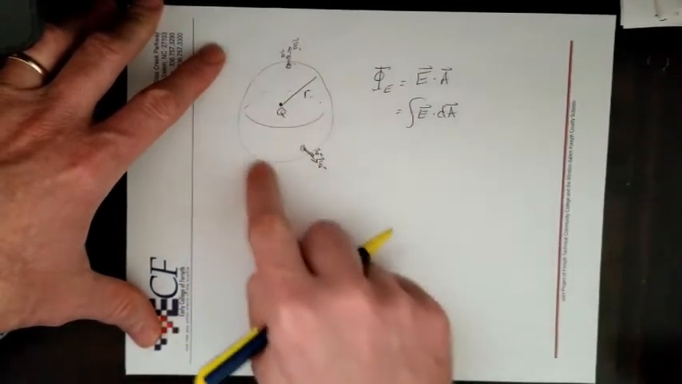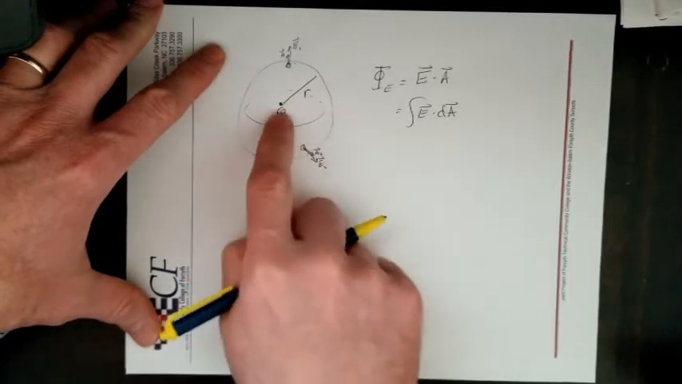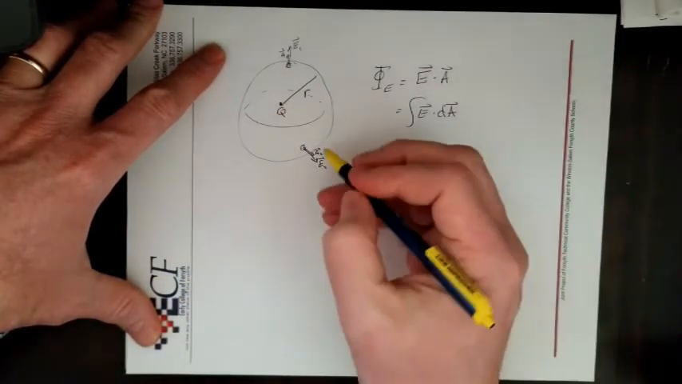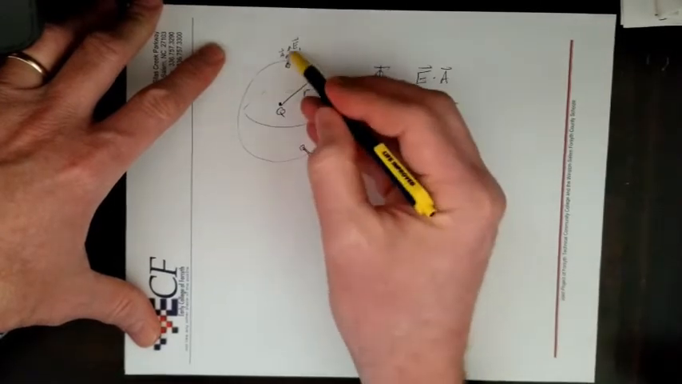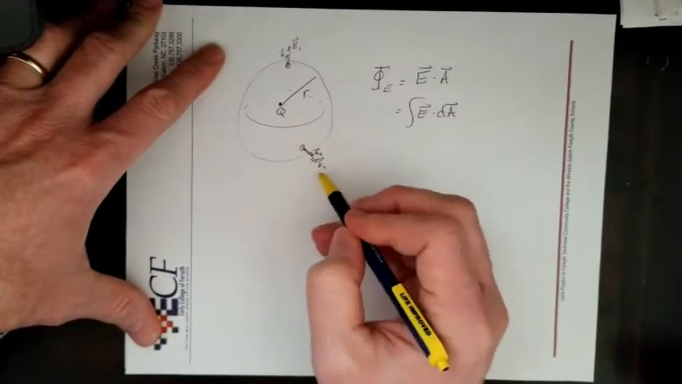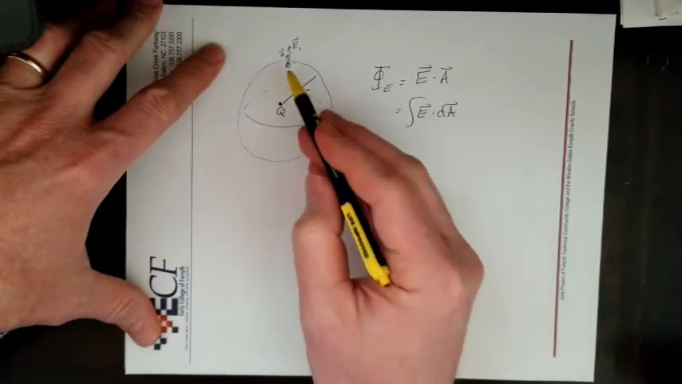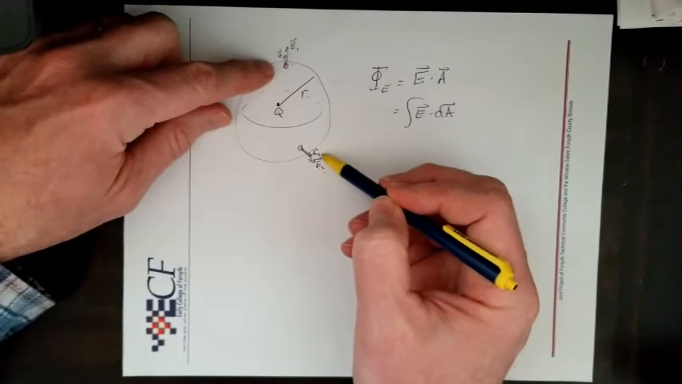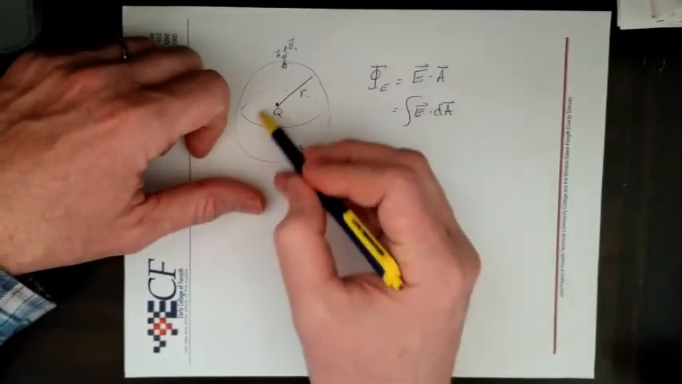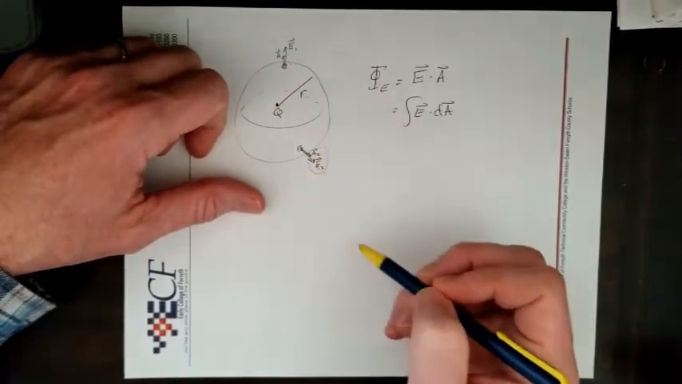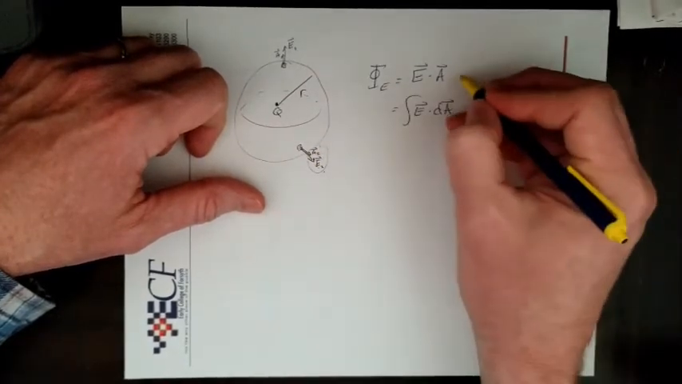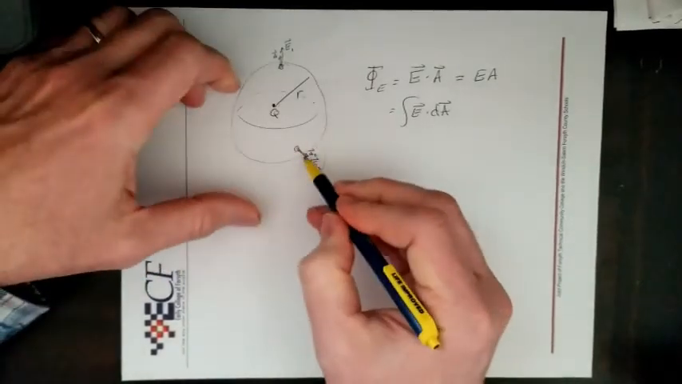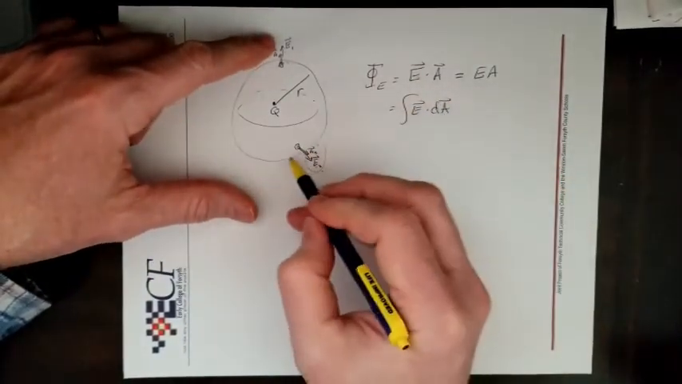But if the sphere is equidistant from the center, which is basically the definition of a sphere, then the magnitude of my electric field is going to be the same. The magnitude of my area vector is going to be the same. At any point on the sphere, my area vector and my electric field are in the same direction, and so the dot product just becomes EA at any particular point. We're going to add them all up.